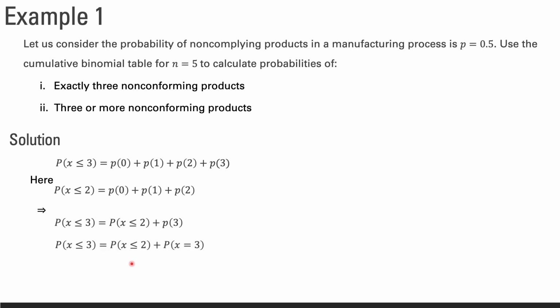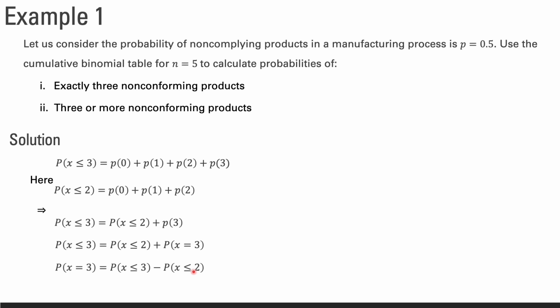Now we can write it like this also, right? So this is cumulative probability, this is cumulative probability, this is not. Okay, so we keep x exactly equal to 3 here and send the others to the other side, and we get this value. So the P of x less than or equal to 3 minus the P of x less than or equal to 2.